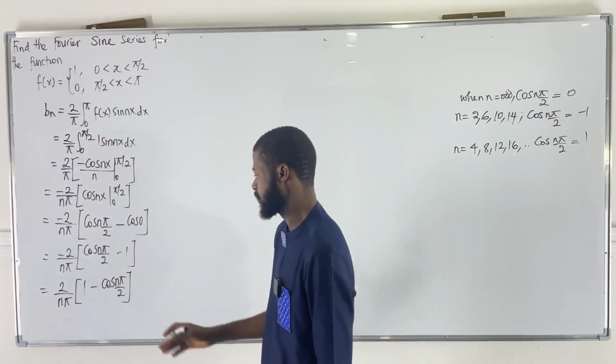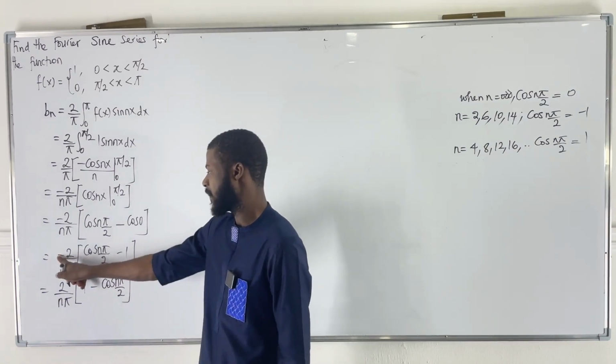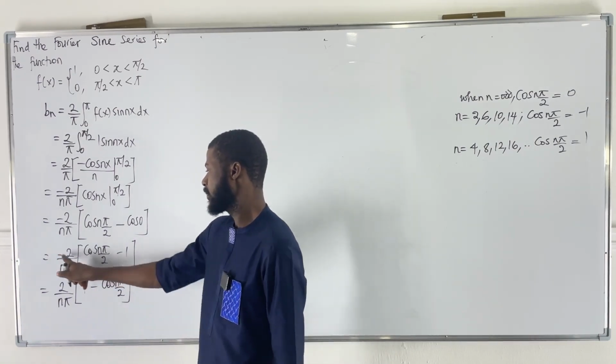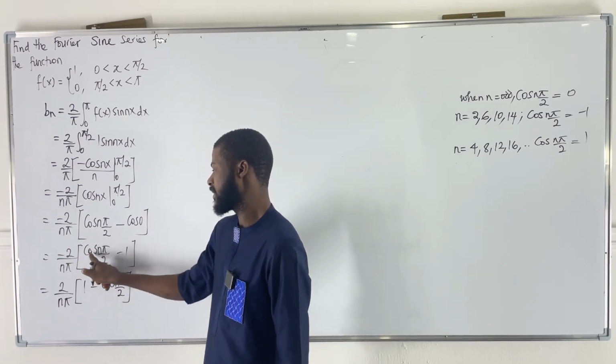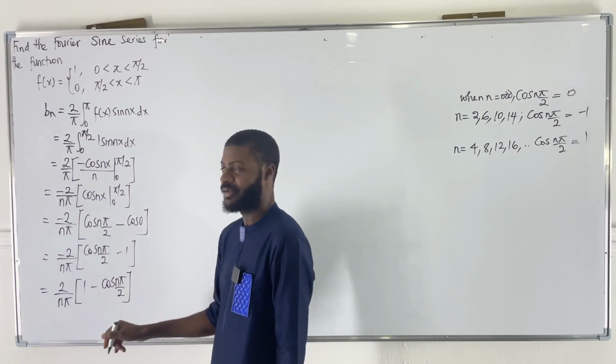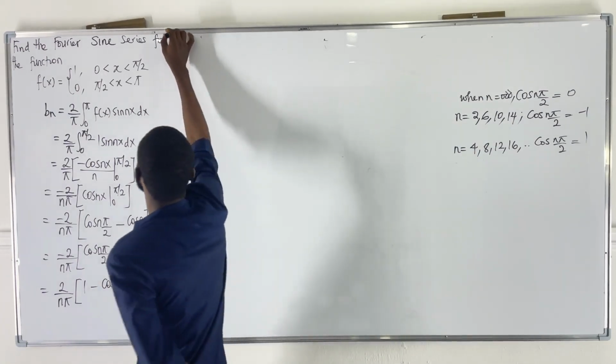So this is what I'm trying to say. I use this minus here to open up this bracket. So minus times this minus 1 will give us plus 1. Then minus times this will give us minus cos n pi over 2. So leave the answer like this.